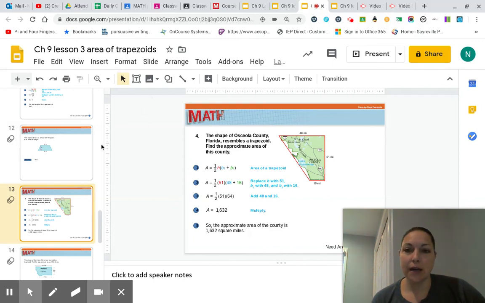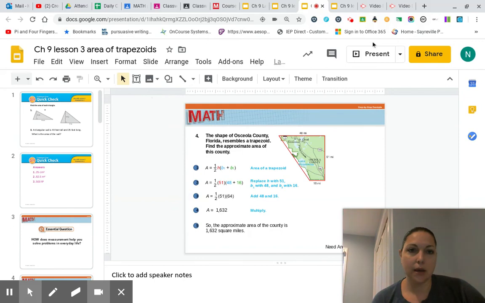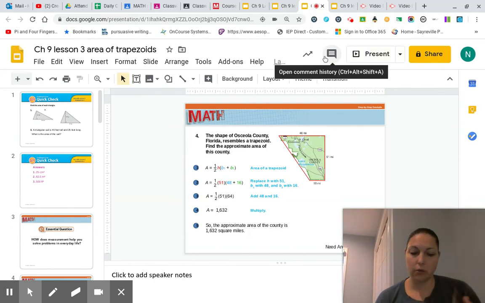So that is the end of trapezoids. And I'm going to go ahead and try to record lesson 4, which is today's lesson on changes in dimension. All right, I'll be back.